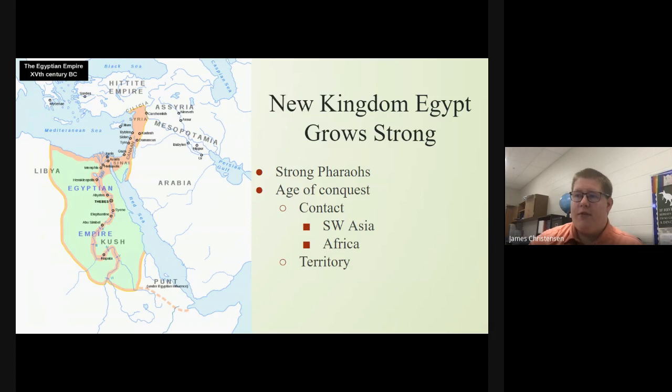So, shortly after they get rid of the Hyksos, the New Kingdom arose and became very strong. A lot of strong pharaohs come from this time period, and it was an age of conquest for Egypt. They also made a lot of contact with civilizations in Southwest Asia and in other parts of Africa. They also gained a lot of territory. This is the Egyptian Empire at the height of ancient Egypt's power during the New Kingdom. As you can see, it's a lot bigger than what we associate with regular Egypt today.